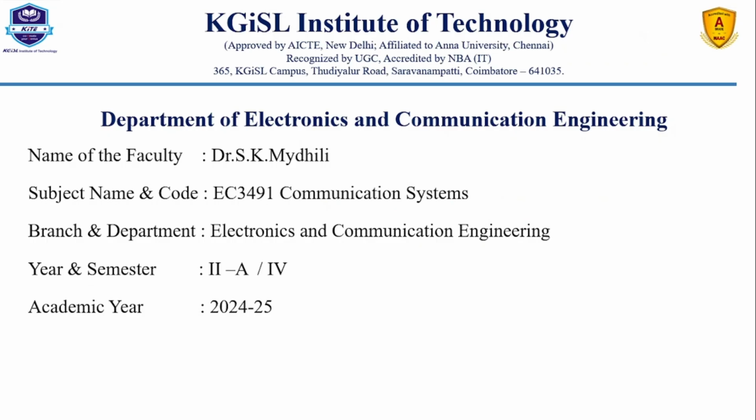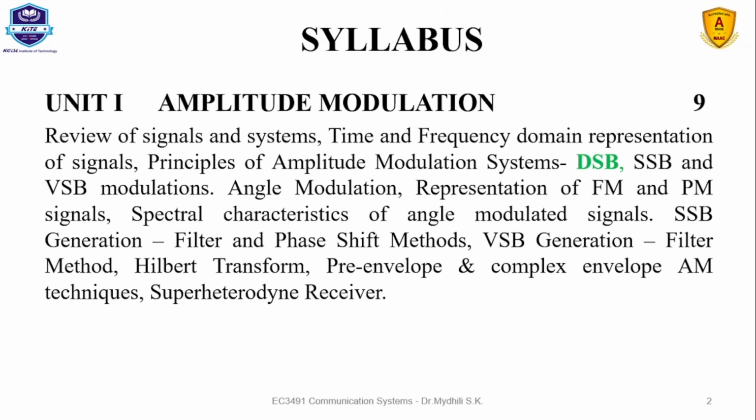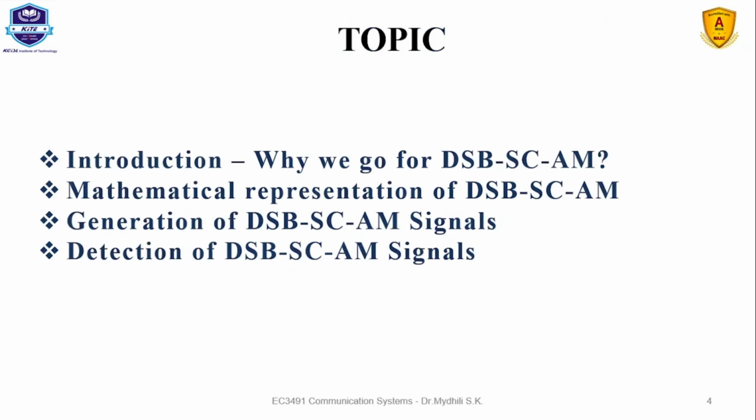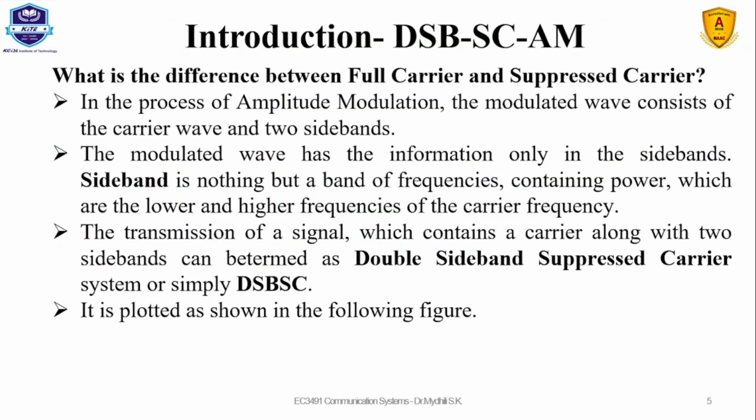In this session, I'm going to handle DSB-SC AM, that is double sideband suppressed carrier AM. The agenda for this session is: why we go for double sideband suppressed carrier AM is explained, followed by the mathematical representation, generation types for DSB-SC AM, and detection for the same. Now, why do we go for DSB-SC AM?